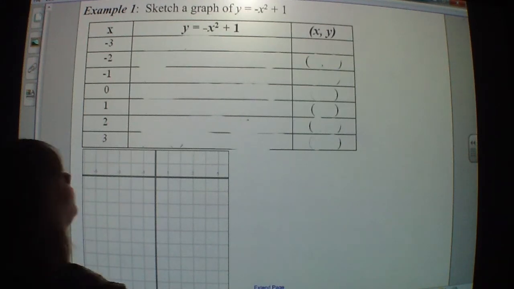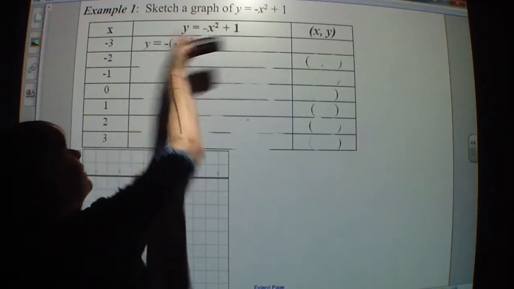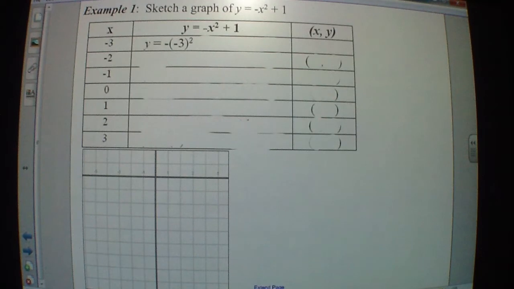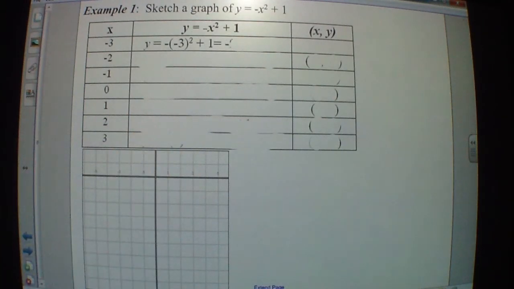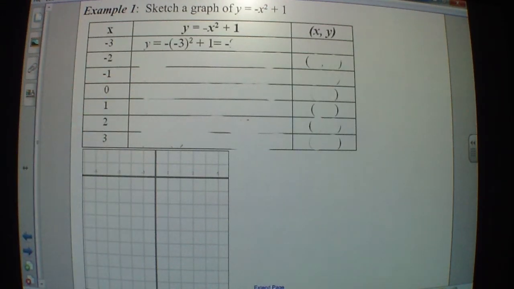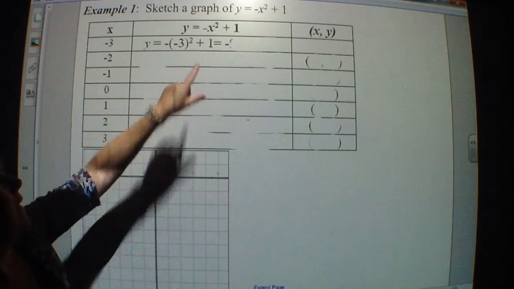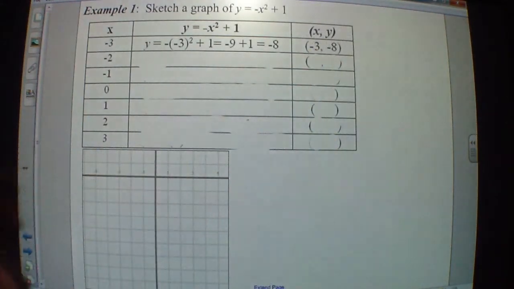So my equation then will be y is equal to negative, my x is only squared, so it's negative (3 quantity squared) plus 1. Okay? It doesn't mean negative 3. You're not squaring that negative with that x that you're squaring. It's a negative x squared. This is negative 9 plus 1, which is negative 8. So that's a point, (negative 3, negative 8). So do that for all the points.